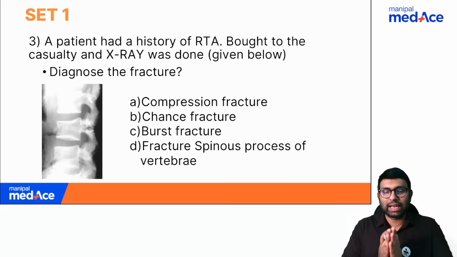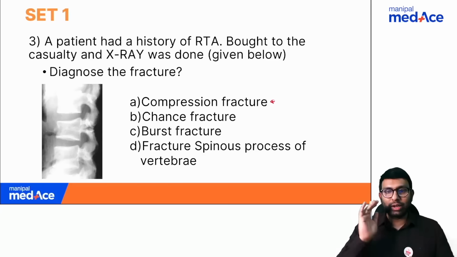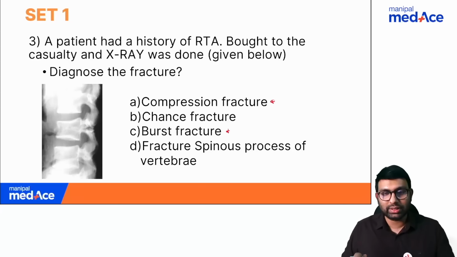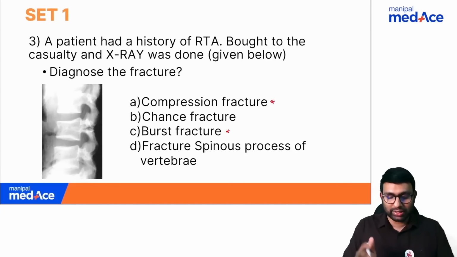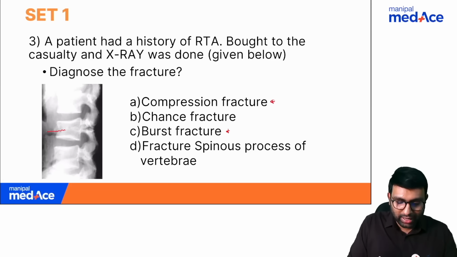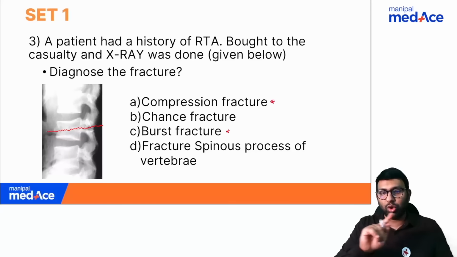So this concept is again discussed in our video lectures where I've told you that you can divide the spine into three columns: anterior, middle, and posterior column. If only anterior column gets involved, then the fracture becomes a compression fracture. If both anterior and middle column are involved, then it becomes a burst fracture, can be stable or unstable burst. If all three columns are involved, if it is a flexion distraction injury, then you have a chance fracture where the fracture line passes through all three columns. Can be bony or can be ligamentous, but passes through all three columns.